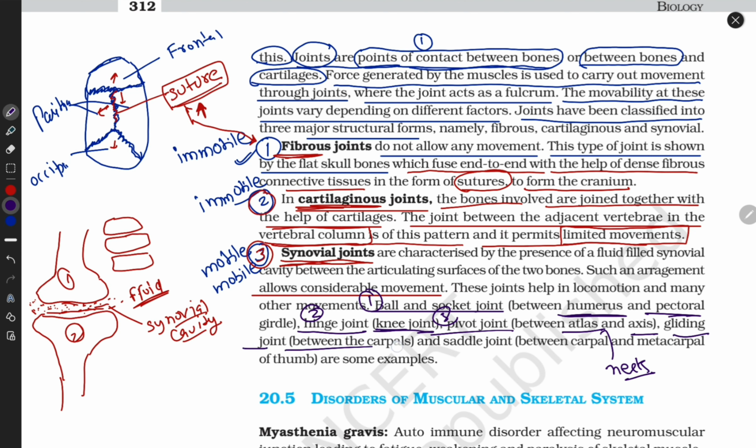Gliding joints are present between carpals, and saddle joint between carpals and metacarpals. We can fold our palm.